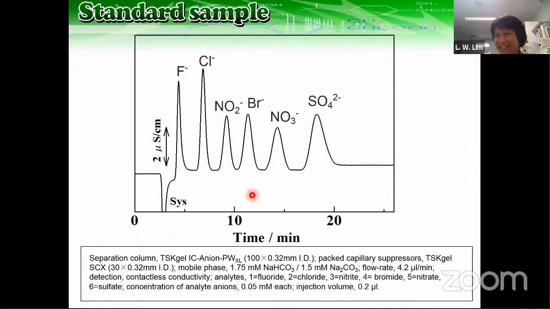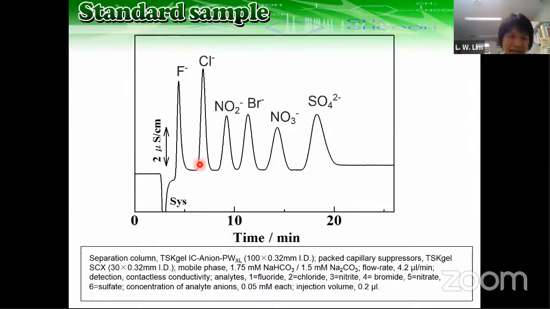Maybe it's okay. I have a phone call, but I will ignore it. Anyway, this is, for example, one of the separations of 1, 2, 3, 4, 5, 6 anions when we use a suppressed system.